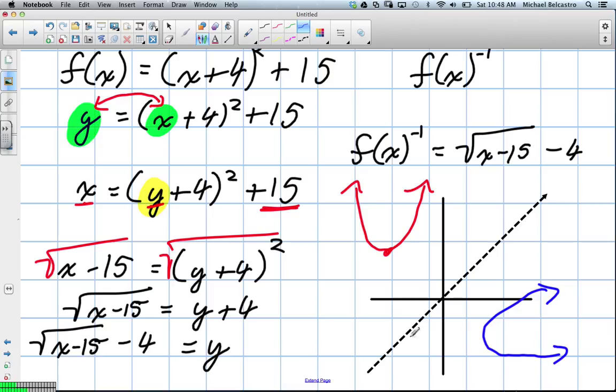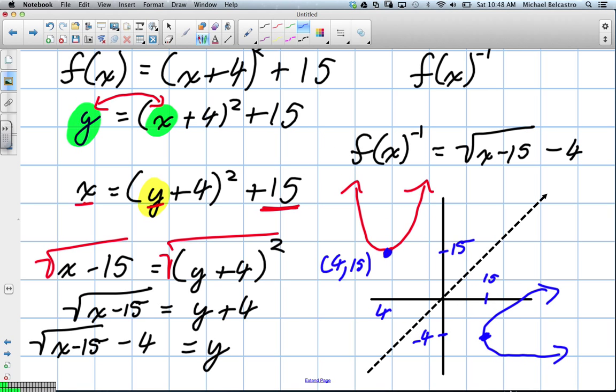And if you remember your transformations of functions, the apex of this root function is at 15 and negative 4. And if this vertex of this quadratic is at negative 4 and 15, it would make sense that this point here would be at 15 and negative 4. So we've switched these points here.